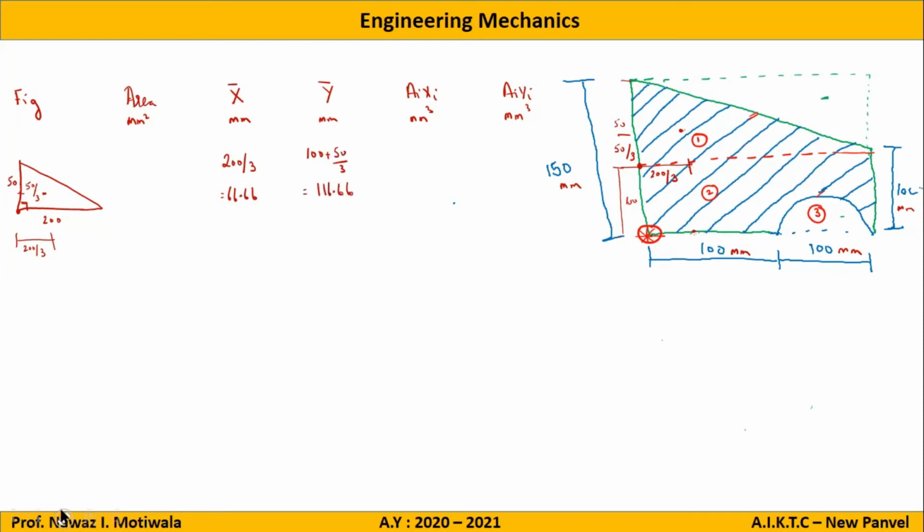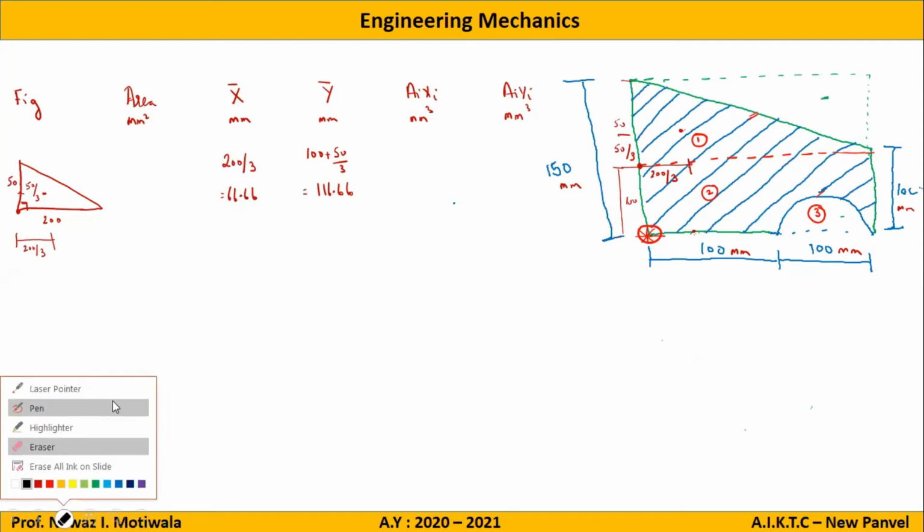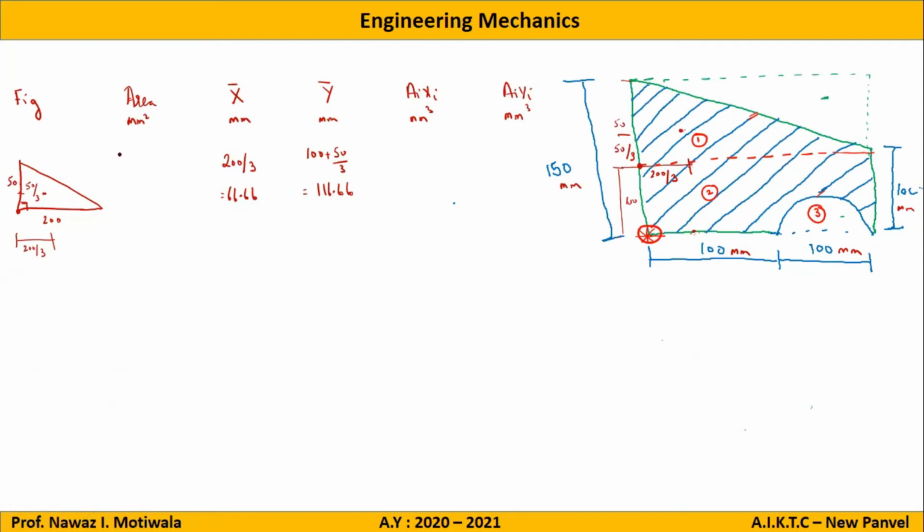116.66. And the area? 5000. ऐसे आंसर डायरेक्ट आंसर नहीं, फॉर्मूला बेस पे बताओ. It is half into base 200 into height 50. So on solving, I will get the answer as 5000. Correct? Correct or no? हाँ sir.